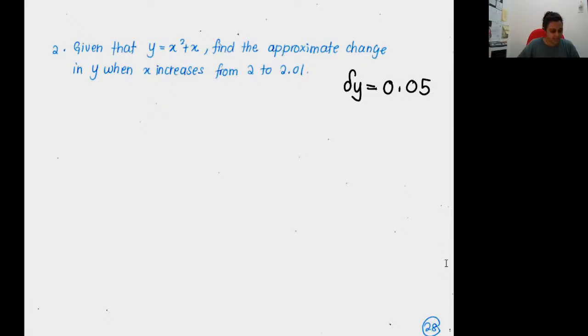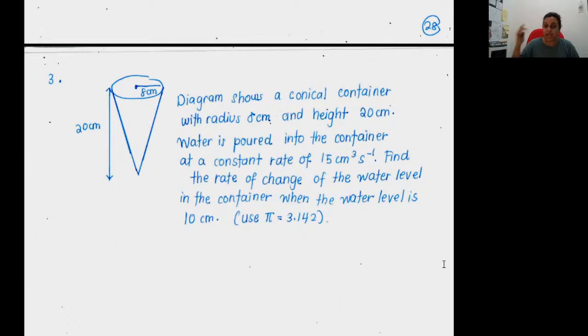And then for number 3, application, like we just did. The application part, rate of change. Please try this. You will get the rate of change of water level, so this is dH/dt. Your final answer will be 0.30 centimeters per second.